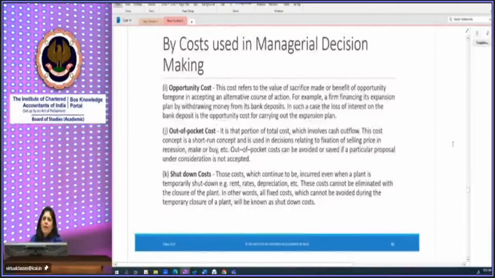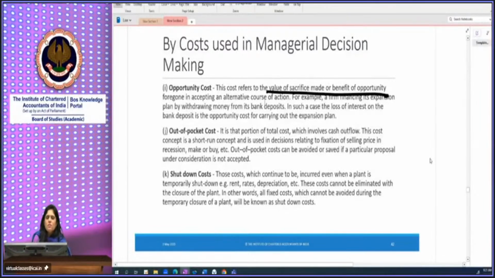Cost used in making managerial decision making, opportunity cost again, that's the same thing. Value of sacrifice made or the benefit which you have lost because you are doing something else. All right. So I have left the job because I have to do MBA or whatever course you are doing, and because of that you have to lose your job or salary. Opportunity cost. So opportunity cost of doing a regular course by leaving your job is the salary which you will not get now. That is the opportunity cost. Clear?